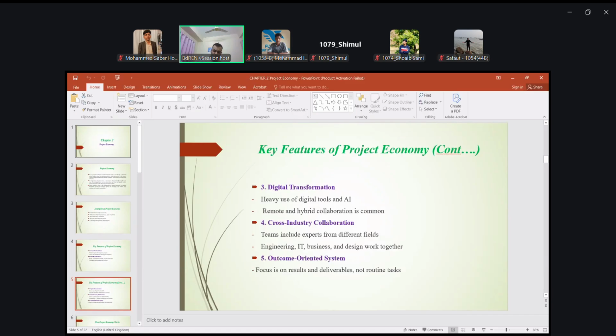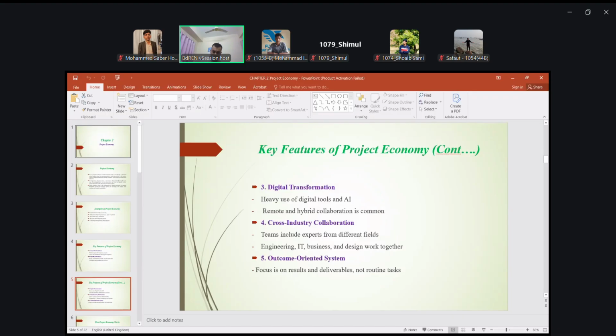Then digital transformation. In case of project economy, we talked about heavy use of digital tools and AI. Remote and hybrid collaboration is common. We're talking about remote and hybrid collaboration in case of project economy.